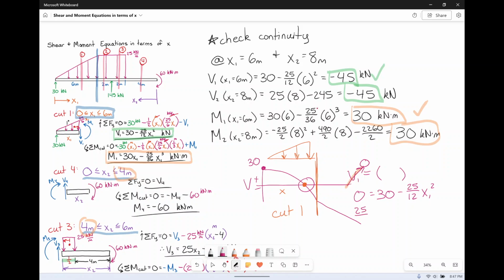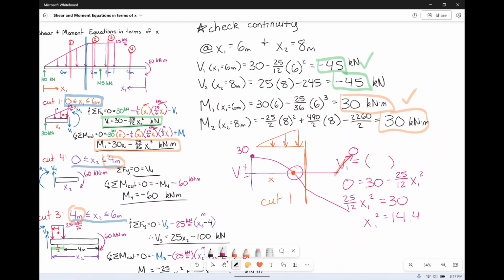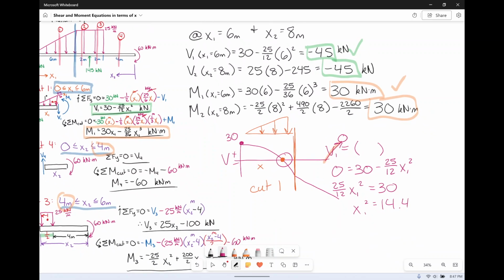So we're going to just move that to the other side. We'll have 25 divided by 12, x1 squared is equal to 30. Multiply by 12, divide by 25. And we get that x1 squared is equal to 14.4. Take the square root of 14.4. You would think that that was going to be beautiful, and it wasn't. It was actually x1 is equal to 3.79 something something meters.